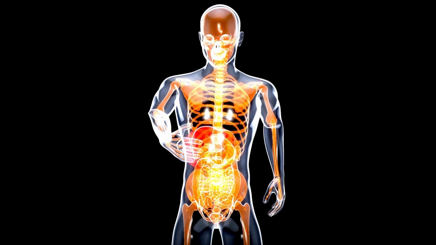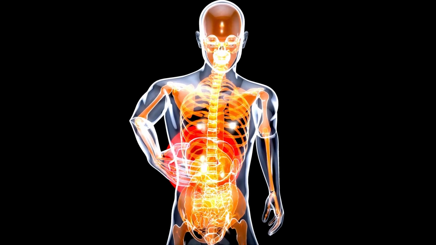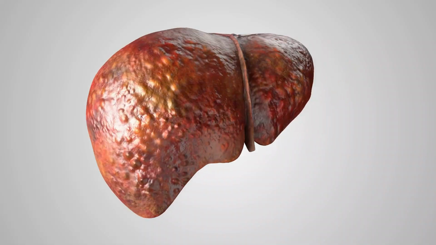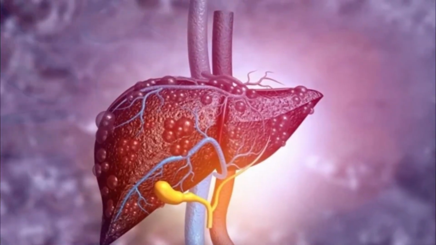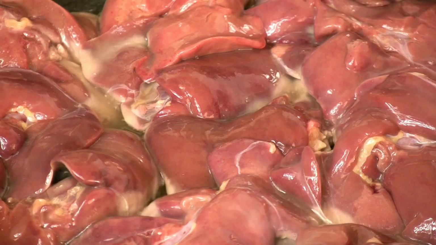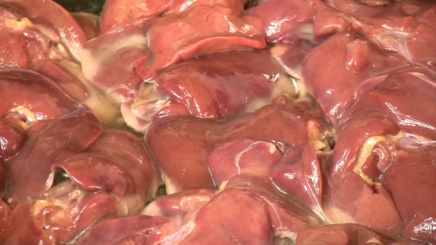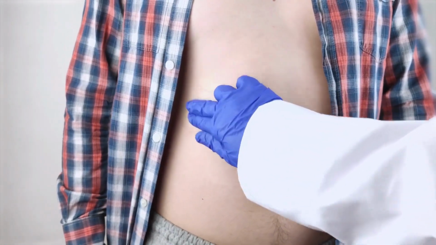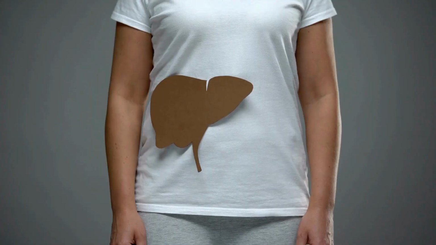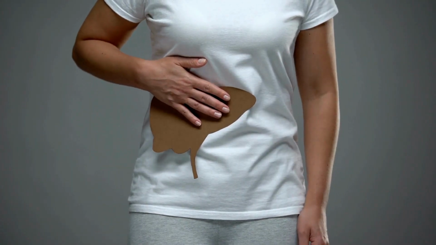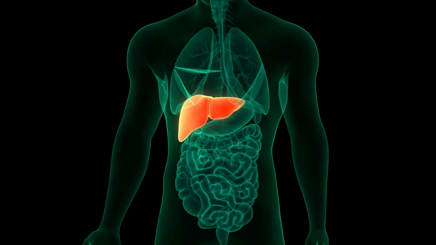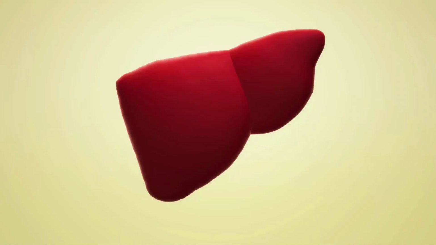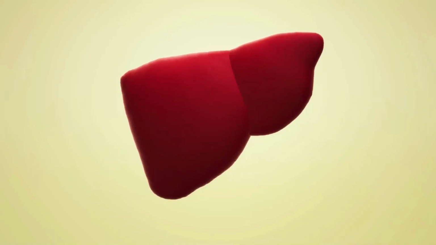One of the most serious complications of liver inflammation is liver fibrosis. When the liver is inflamed, it undergoes a process of scarring and tissue damage. Over time, this can lead to the development of fibrous tissue, which can impair the liver's ability to function properly. If left untreated, liver fibrosis can progress to a more severe condition known as cirrhosis, where the liver becomes severely scarred and its functions are significantly compromised.